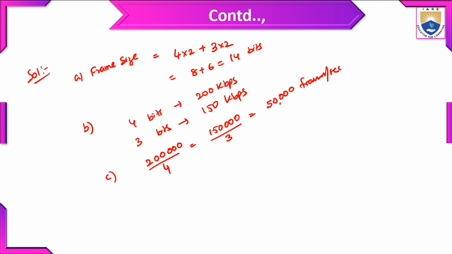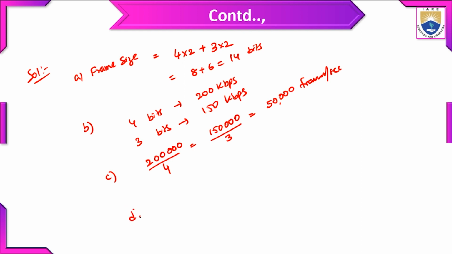So one is 200 kbps and another is 150 kbps. Why? Because we have 4 channels in total. Out of 4, 2 channels are with 200 kbps and the other 2 channels are with 150 kbps. Okay. So in 200 kbps, 4 bits are transmitted, and again in 150 kbps, 3 bits are transmitted. So this is the frame rate.